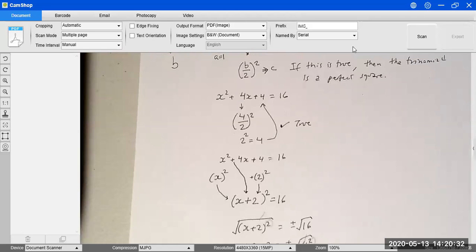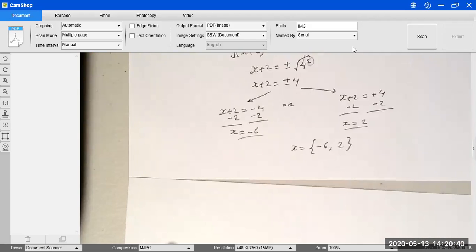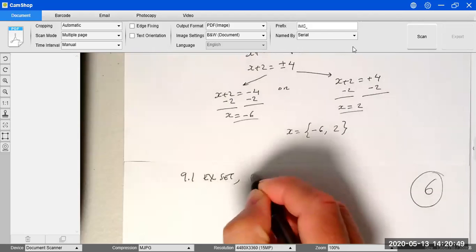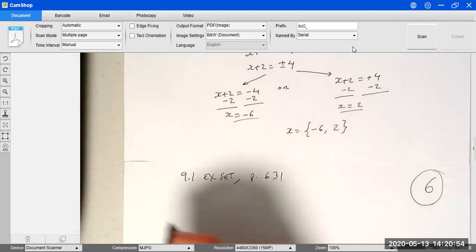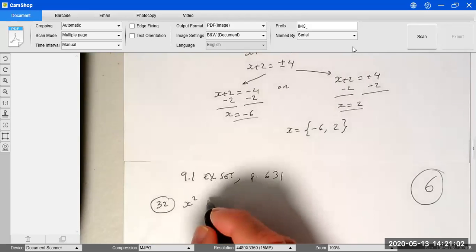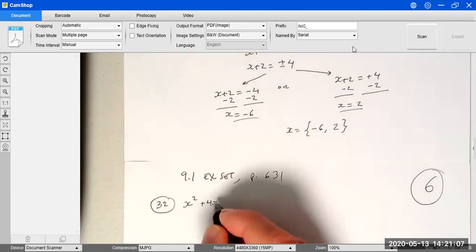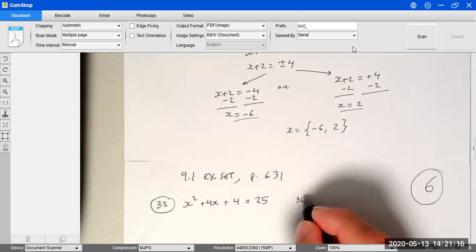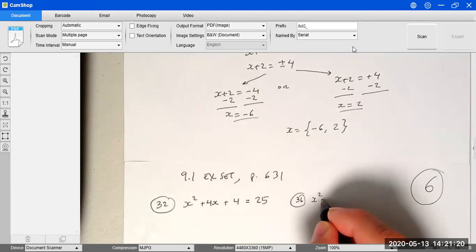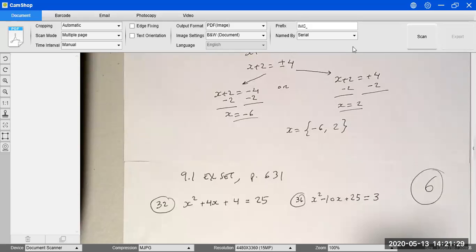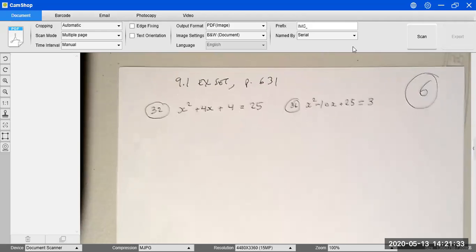So now you're going to solve some problems by applying this rule. And if you do that, this is a preparation for the next section. So let me just give you a couple of problems. They are from the same set on page 631. So you're going to solve 32. 32 is x squared plus 4x plus 4 equals 25, and we have 36, that's x squared minus 10x plus 25 equals 3. So I have two more problems for you, and then we're going to continue with the next section.